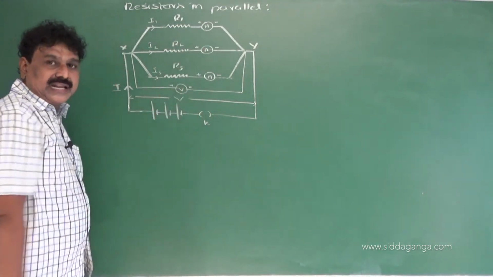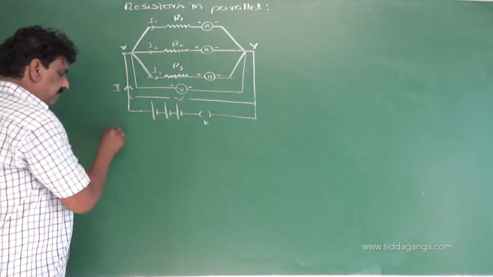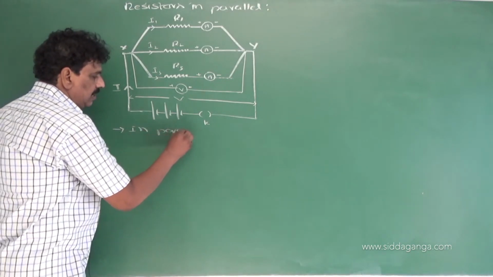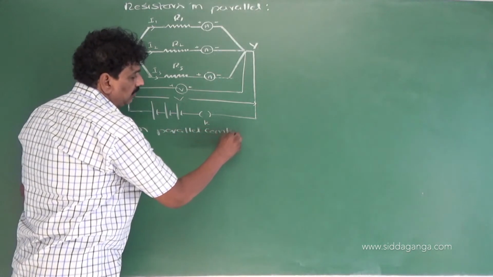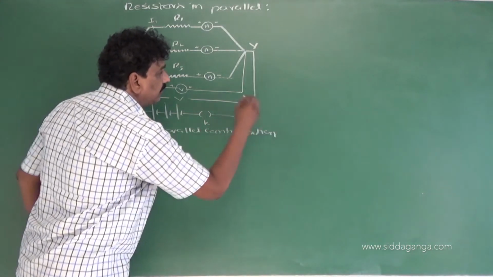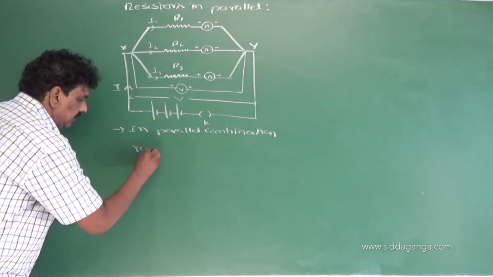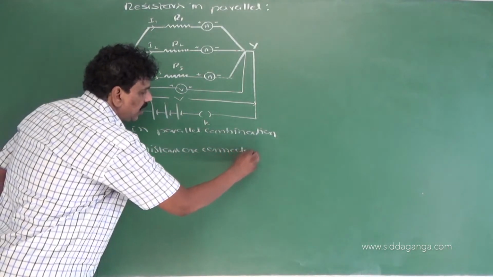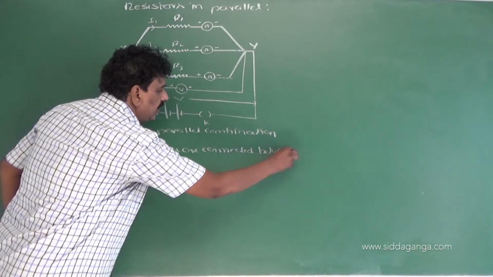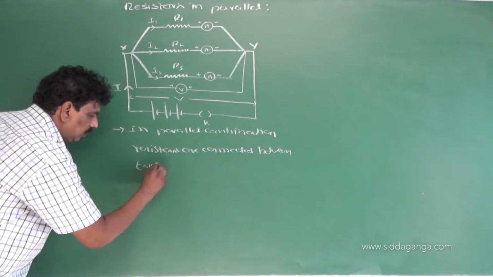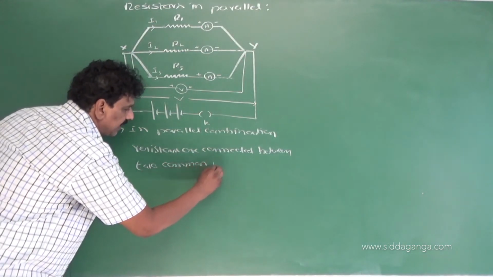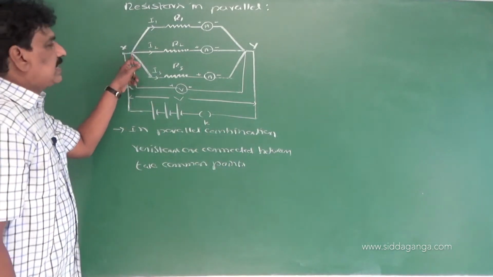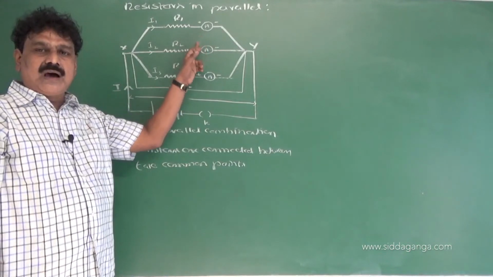Now this is the circuit diagram, right? Now the first point is that in parallel combination, resistors are connected between two common points. So here X and Y. So X and Y are common to R1, R2 and R3.